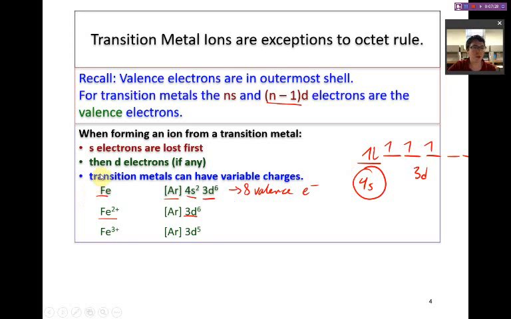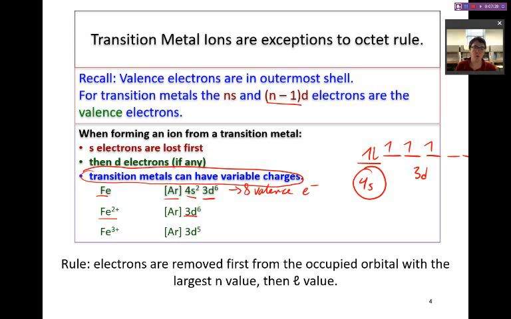It's also important to note that transition metals can have variable charges. This is why, as we said earlier, we can't readily predict them. So you would need to be told some information about what their charge is. And again, as a reminder, when removing electrons to form an ion, you remove from the largest n value and then the largest L value within a given shell.